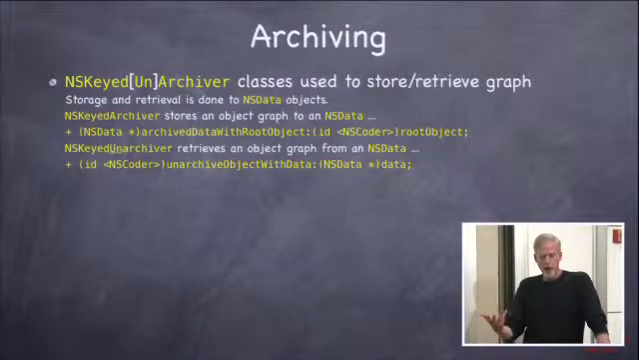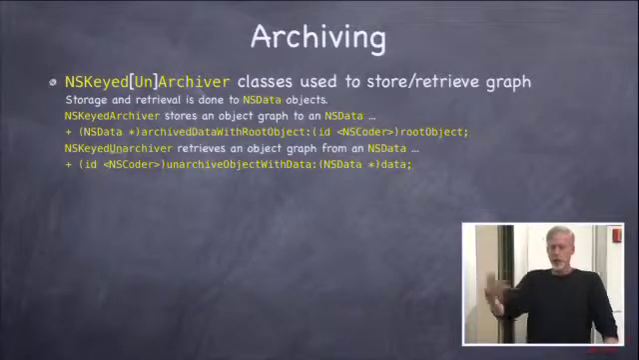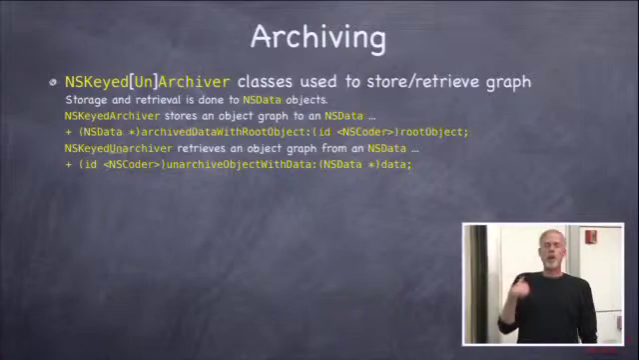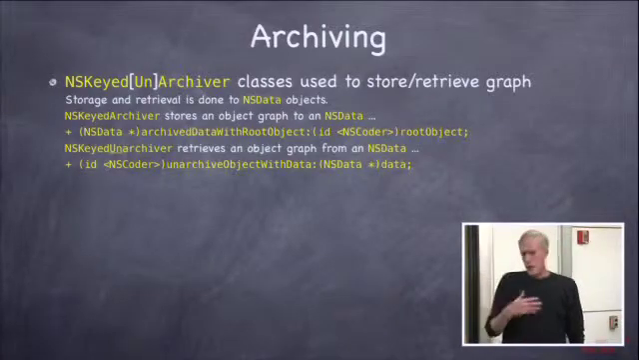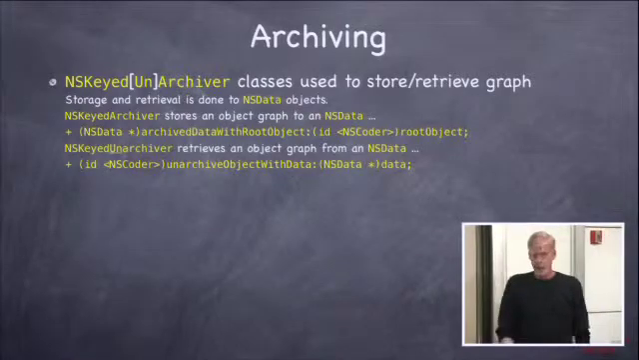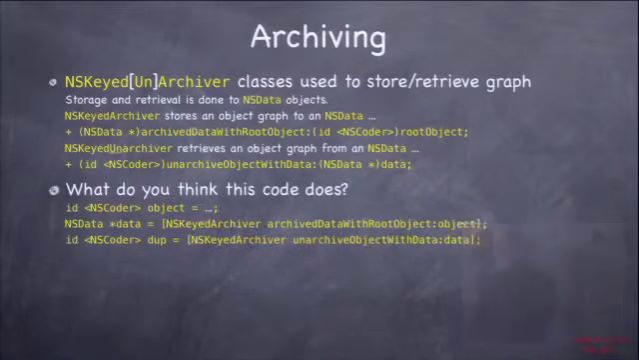And then the unarchiver is the opposite. You give it an NSData that archived stuff was put into, and you say, give me the root level object that was encoded here. And it's going to do init with coder on all those things and go down the tree, okay? So what do you think this code does right here?